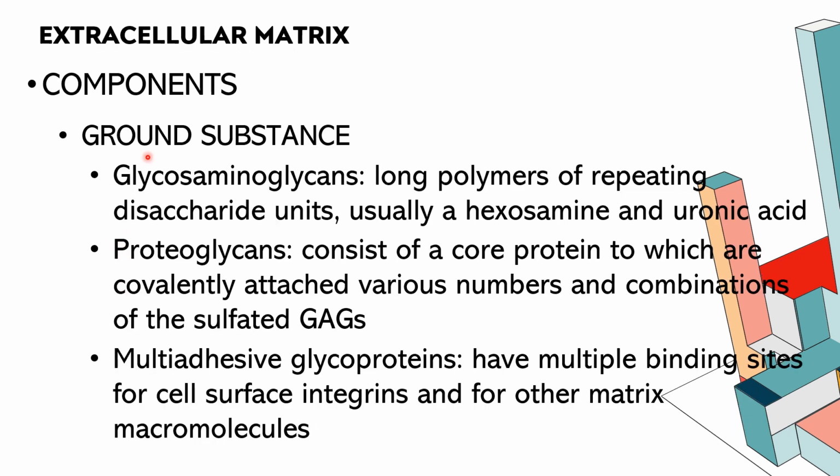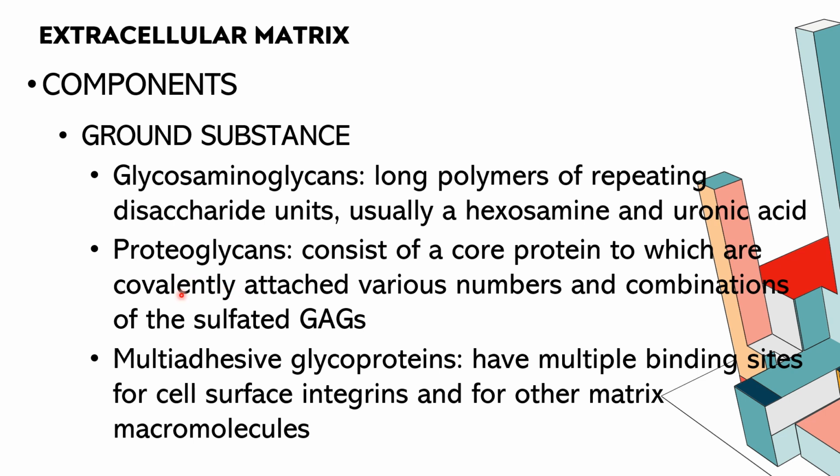Aside from that, again, you have your ground substance. In your ground substance you have the presence of glycosaminoglycans, proteoglycans, and multi-adhesive glycoproteins. Your glycosaminoglycans are long polymers of repeating disaccharide units. Usually these disaccharide units present in your glycosaminoglycans are hexosamine and uronic acid.